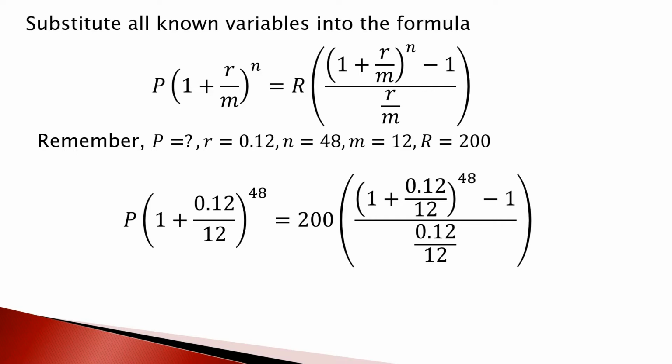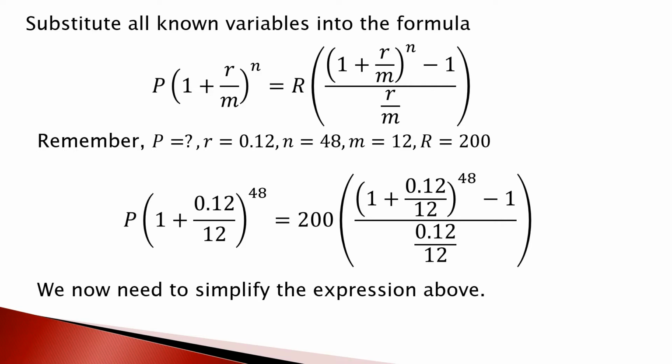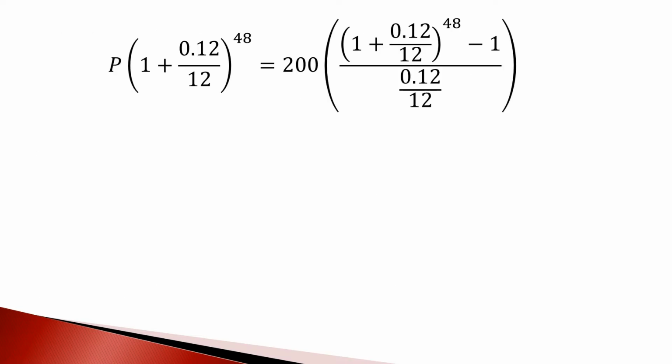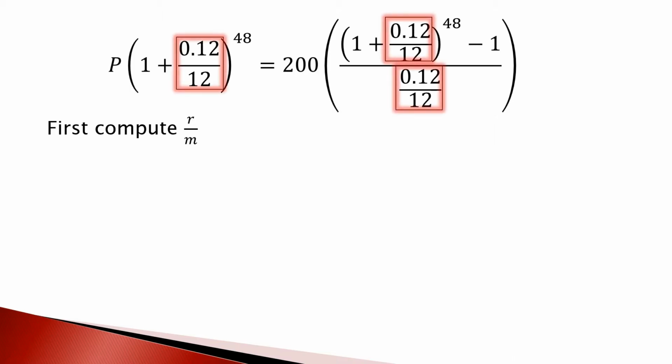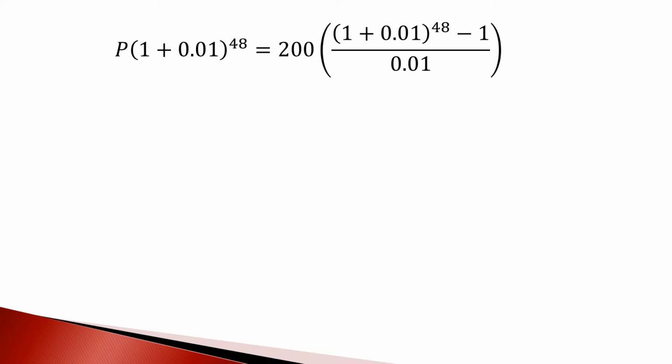After substituting everything into our formula, it looks like this. Again, we need to simplify this expression. First, we compute r over m, because this quantity is present 3 times in our formula. In this particular case, 0.12 divided by 12 is 0.01. Now we can simplify a little bit further.